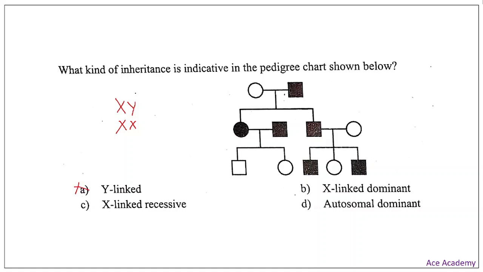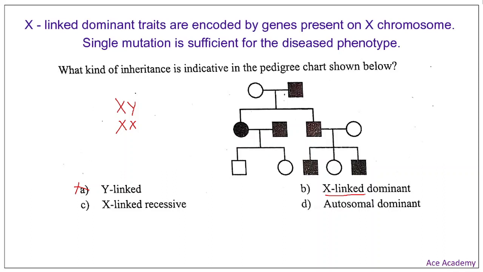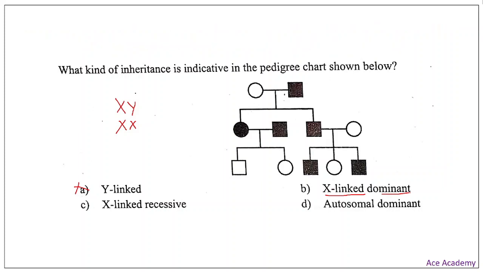Let's move over to the next option, that is X-linked dominant. Here X-linked means that the trait is encoded by a gene present on the X chromosome. And dominant means that one allele encoding that particular phenotype is sufficient for the expression of the phenotype. In other words, homozygous dominant as well as heterozygous females would express the phenotype. If the mutation is carried on both the X chromosomes, or if it is carried at least on one X chromosome of the female, then she is going to be affected.